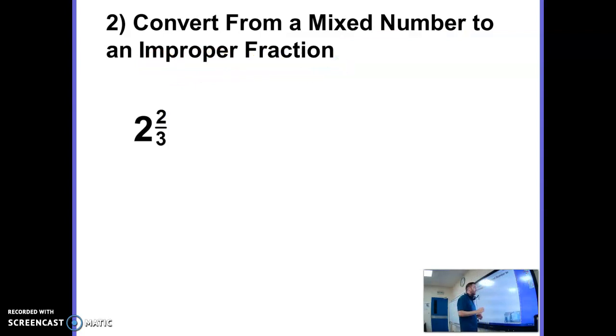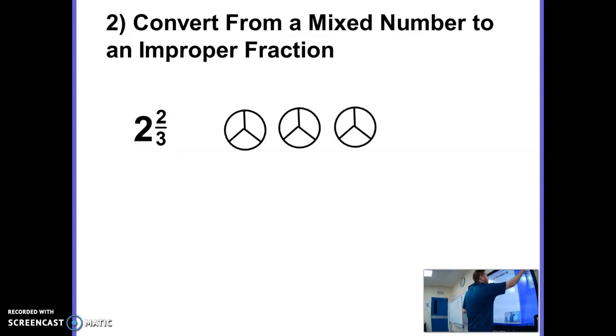Let's have a look at what a mixed number is. A mixed number is when we have a whole part, an integer, a full number, and a fraction part. It's mixed. It's got a whole part and a fractional part. Okay? So we've got two whole ones and 2/3. That's the mixed number.